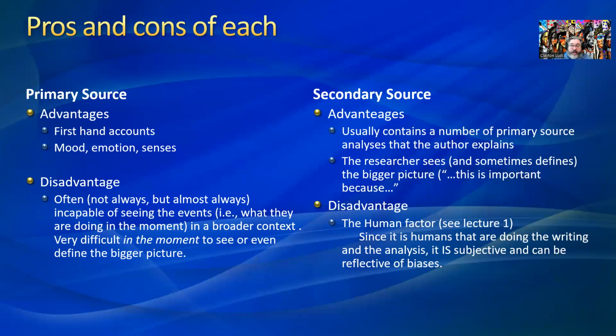Now, when it comes to disadvantages, a primary source disadvantage is that the people who are writing those documents are often, not always, but often incapable of seeing the events in a broader context. They're thinking solely about themselves, about what we are doing right now. How are we going to fix this problem in this moment?